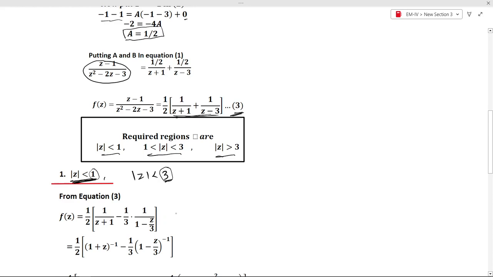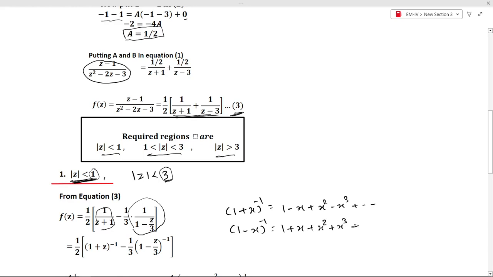Now I can write this term as (1 plus z) inverse. Similarly, this second term I can write as (1 minus z by 3) inverse. Now you know two series. (1 plus x) inverse can be written as 1 minus x plus x square minus x cube and so on. Similarly, (1 minus x) inverse can be written as 1 plus x plus x square plus x cube and so on. So using these two series we can expand this.